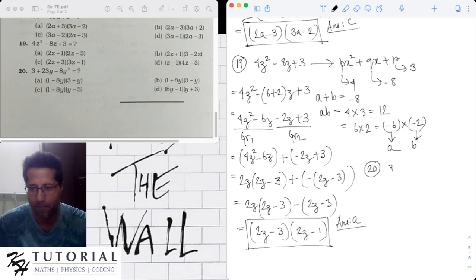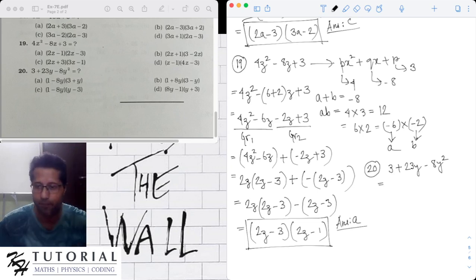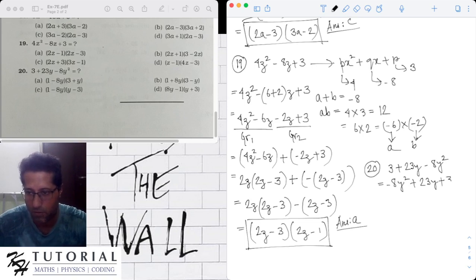It is 3 plus 23y minus 8y square. Again, the terms are not in order. Let's rewrite the polynomial such that the terms are in descending order of degree. So we have minus 8y square plus 23y plus 3. So this is of the form px square plus qx plus r, where p is minus 8, q is 23, and r is 3.